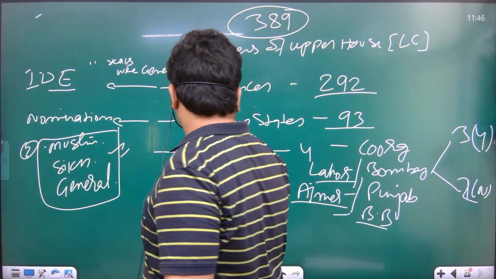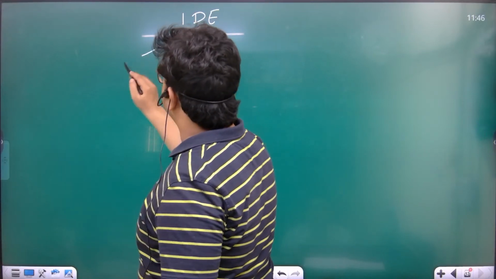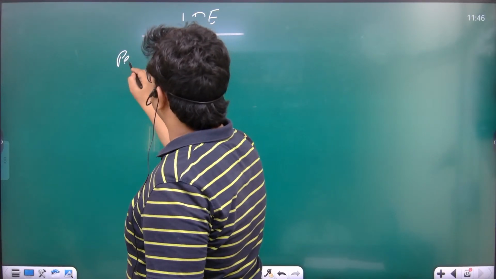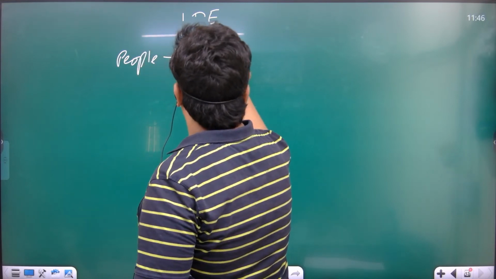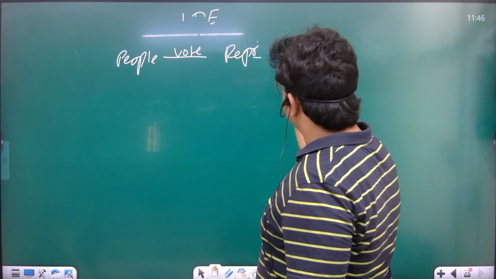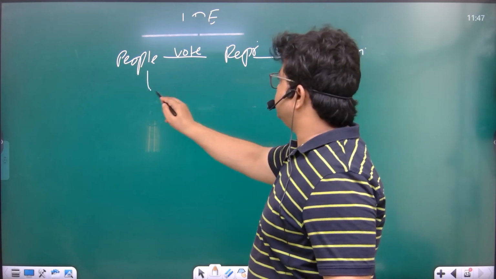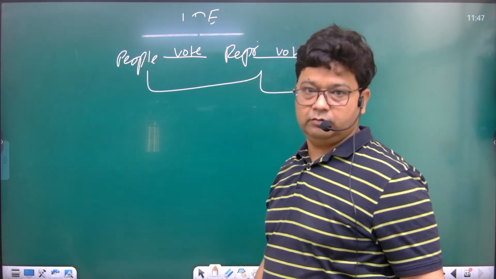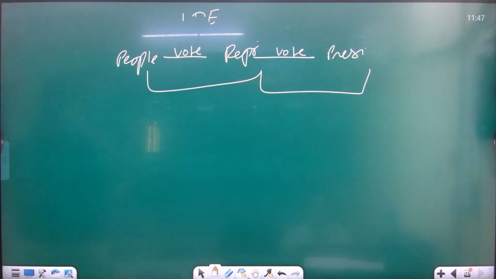So indirect elections, if we talk about them, it means that first people vote for the representative, then this representative will vote for the president. So this is an indirect election, not a direct election. Direct is where people are directly involved in the process of choosing their representative.